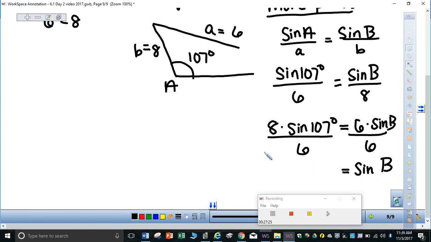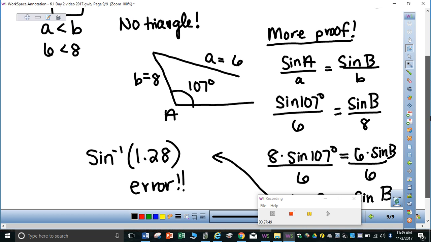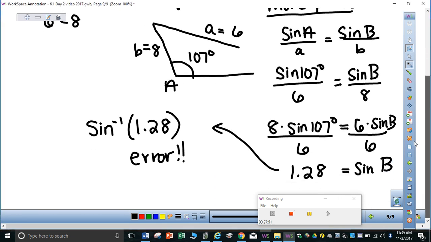Okay, so right here, if you were to actually just type in this left side into your calculator, you end up getting 1.28. Well, the sine of an angle cannot equal 1.28. It can never equal anything bigger than 1. If you try to do the sine inverse of 1.28, you're going to get a calculator error. It can't do it. It does not exist. So that's some further proof why that situation does not work.